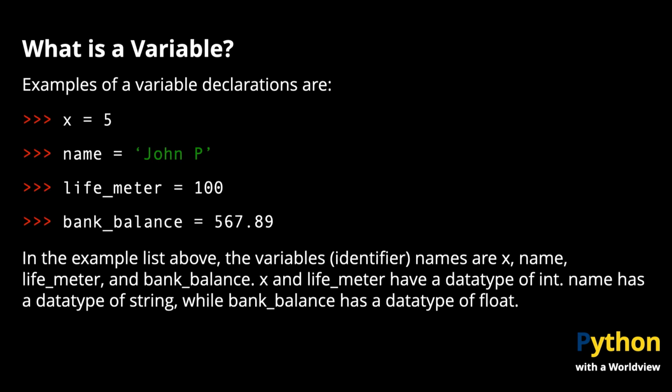Examples of variable declarations are x equals 5, name equals John P, life meter equals 100, bank balance equals 567.89. In the example listed above, the variables, which are identifiers, have the names x, name, life meter, and bank balance. X and life meter have a data type of int. Name has a data type of string, while bank balance has a data type of float.